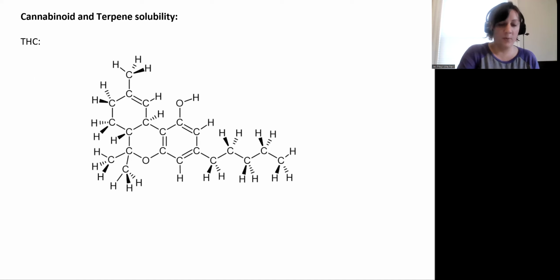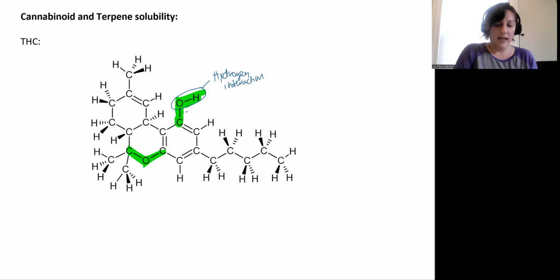And within these, remember, we do have some polar bonds. We have these carbon-oxygen bonds, there's 3 of them, and this is looking at THC, and an oxygen-hydrogen bond. And so we have one thing that can do a hydrogen interaction. And we also have a couple points that have dipole moments. However, the vast majority of this molecule is nonpolar.